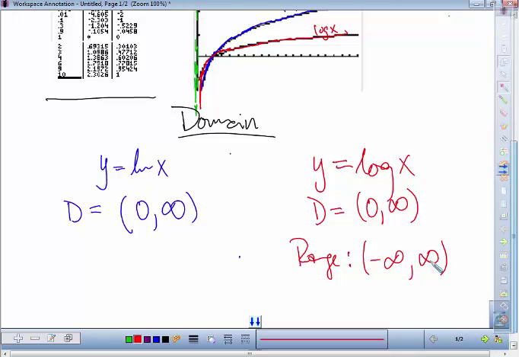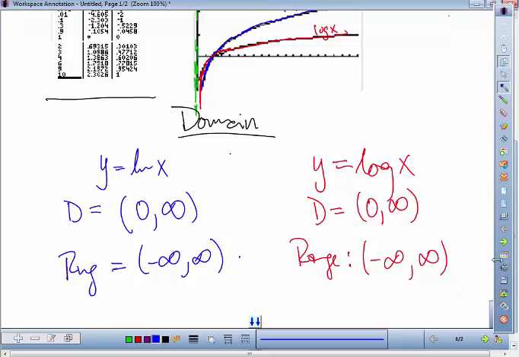Or it's the inverse of the exponential function, right? And if you look at the exponential function, the domain of the exponential function goes on forever. So that's the same reasoning, and that would work for the ln as well. Let's put this on another page.